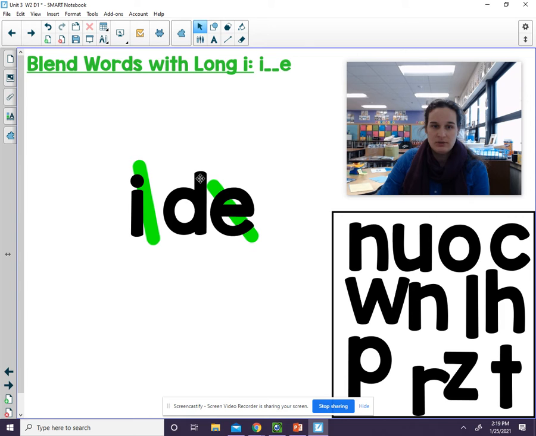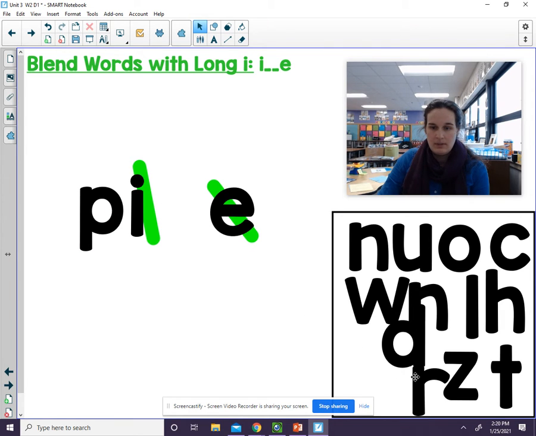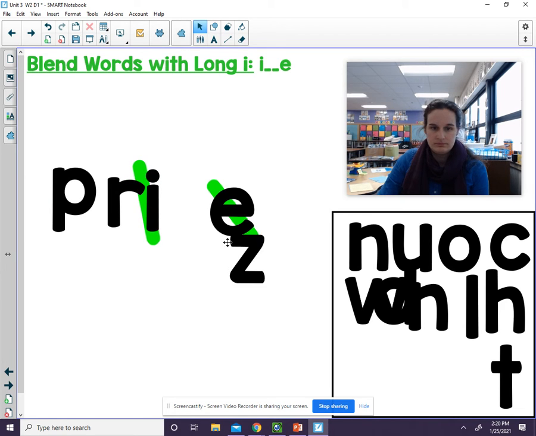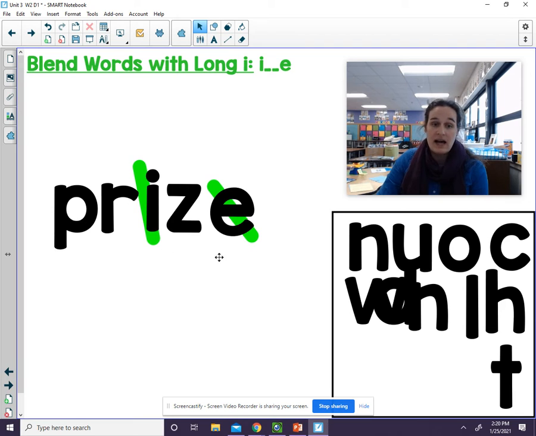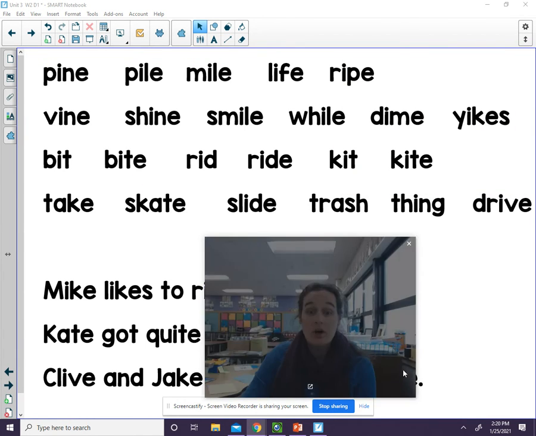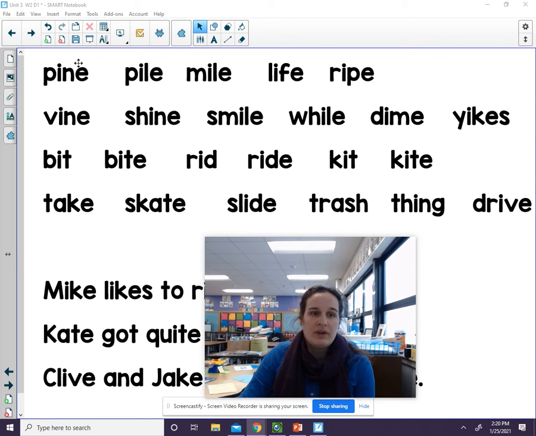Here is our last one. And notice I and E are in here together. The E is always silent because they work together to say long I. Here we go. Prize. So this word is prize. We are going to work together to blend these words. Practice along with me. Remember, when there's an I, consonant, E, it's a long I sound. Here we go.